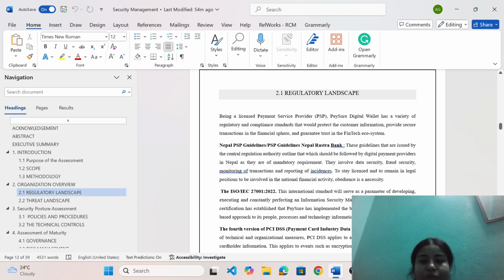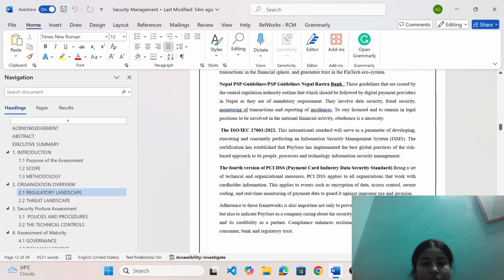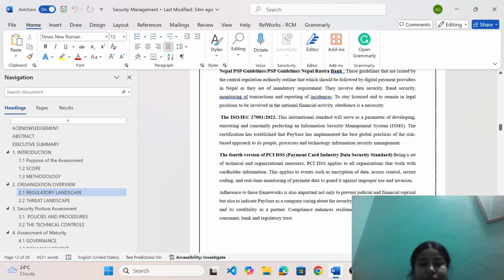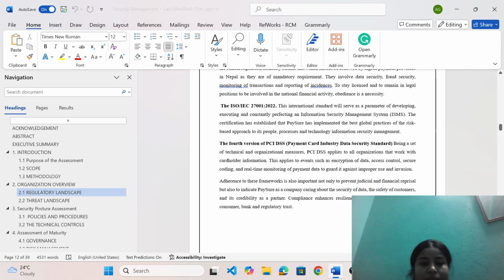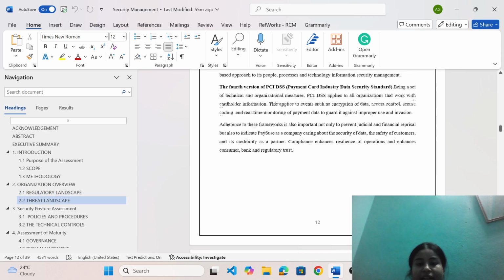And what is the regulatory landscape like? It includes the Nepal PSP guidelines, Nepal Rastra Bank guidelines, ISO IEC 27001:2022, and then the fourth version of PCI DSS, the Payment Card Industry Data Security Standard.